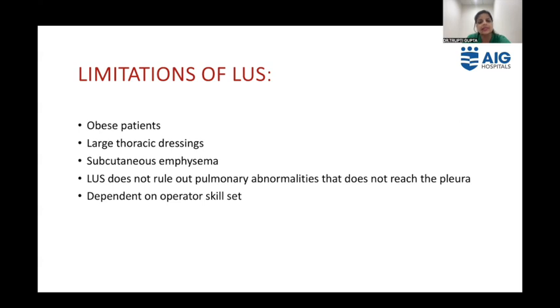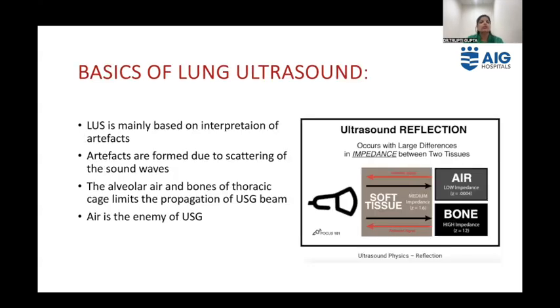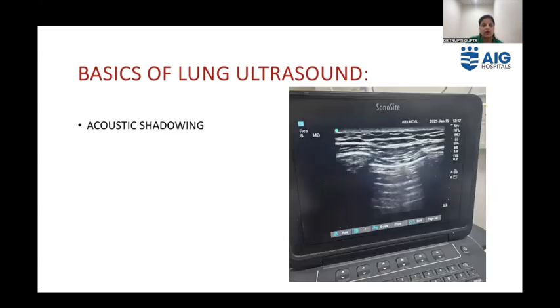So starting with basics of lung ultrasound, that is physics involved here, the lung ultrasound is mainly based on interpretation of artifacts. The artifacts are formed due to scattering of the sound wave. The alveolar air and bone of thoracic cage limits the propagation of the ultrasound beam. Air is an enemy of ultrasound. So for understanding that, we should understand few basic principles of ultrasound.